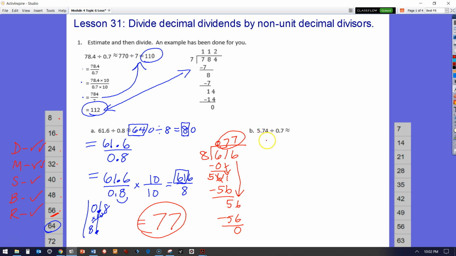Same thing. Rewrite as a fraction. Now here I have hundredths divided by tenths. I'm still concerned with my divisor. It doesn't matter if I have a decimal in my dividend, or my numerator in this case. I'm concerned with my denominator or my divisor.